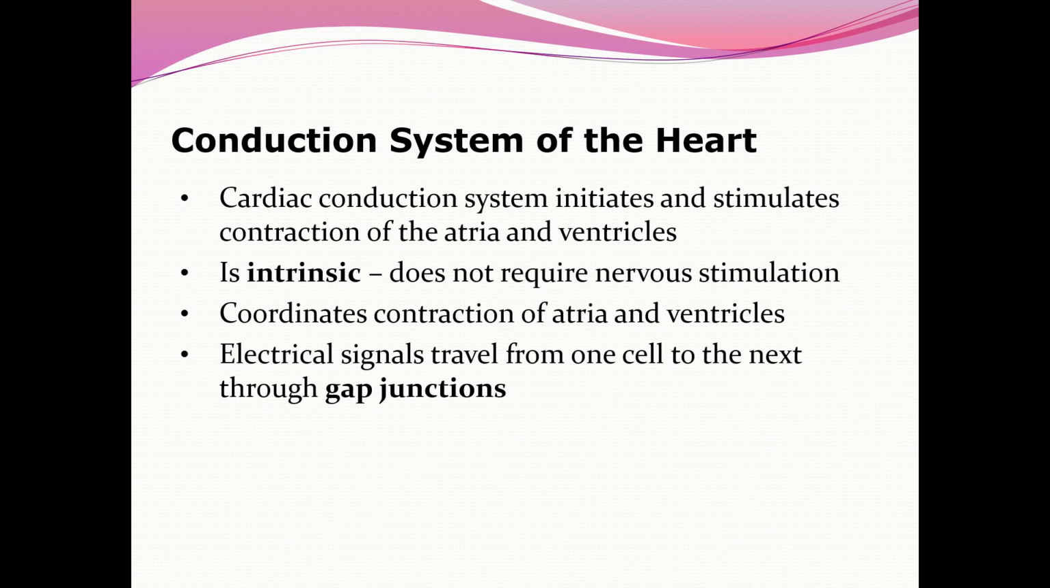Now let's take a look at the conduction system of the heart. The cardiac conduction system initiates and stimulates contraction of the atria and the ventricles. The conduction system is intrinsic. It does not require nervous stimulation. Now, yes, the nervous system can affect the heart rate, but it is not necessary for the heart to be stimulated. The conduction system coordinates the contraction of the atria and the ventricles, and the electrical signals will travel from one cell to the next through gap junctions, and those are known as intercalated discs in the cardiac muscle cells.